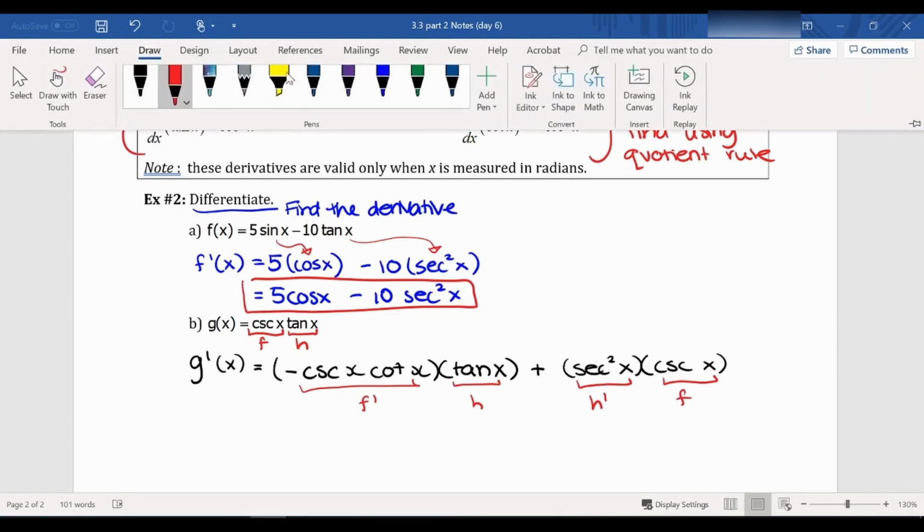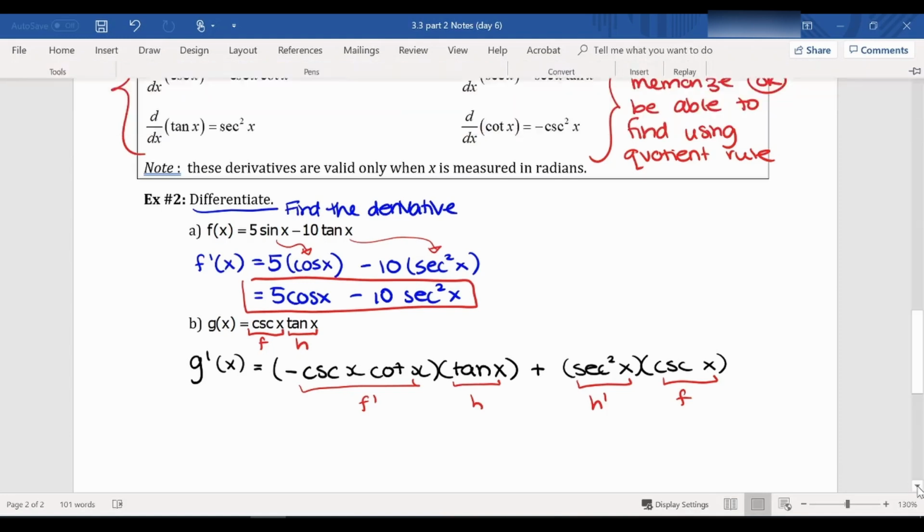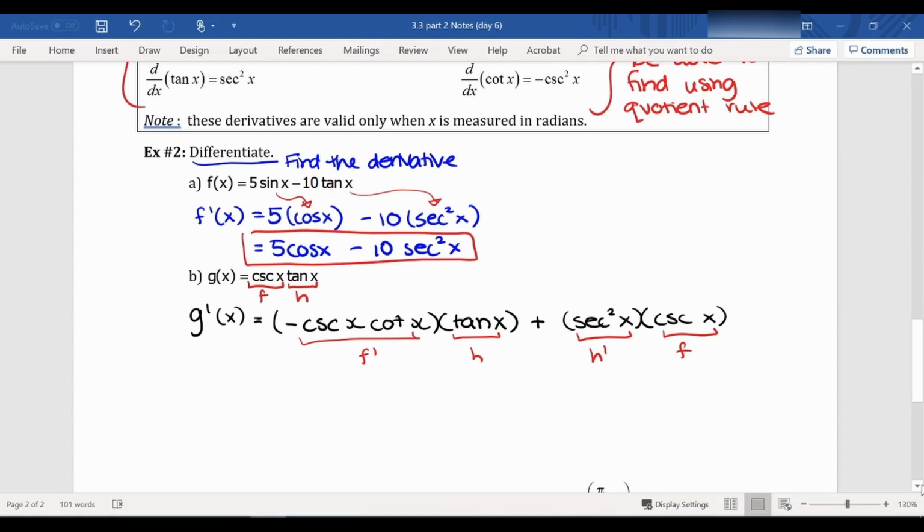Okay. And then we can fix this up a little bit. We would probably want to maybe rewrite these as sines and cosines. We've got a cosecant in each term. So there's a couple different things we can do. We could factor out a cosecant and then simplify. But I find it easiest to change this into all sines and cosines. So cotangent is cosine over sine.